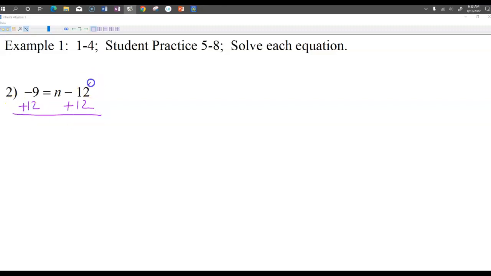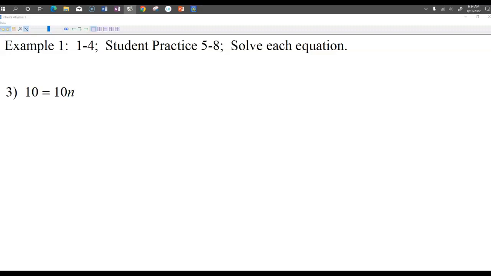So negative 12 and positive 12 are opposites, so they cancel. Bring down your n, bring down your equal sign. Negative 9 plus 12 is 3. Once again, if you're having a hard time with adding negatives and positives and stuff like that, just use a calculator. That's totally okay. All right, let's move on to number 3.